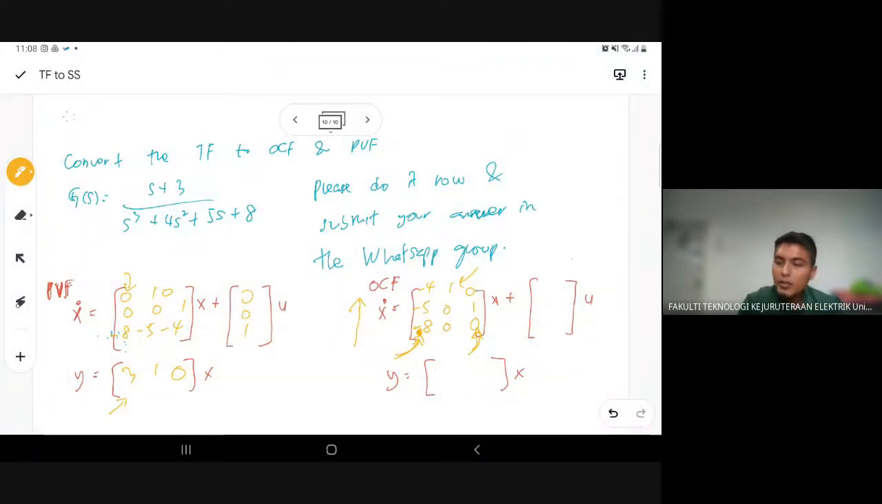Alright, so for the B matrix, what will be? We need to fill up from the bottom to top, start from here. For the B matrix, we must read from right to left, sorry. So it will be 3, 1, 0. Yeah, this one 3, 1, 0, or in the right way, 0, 1, 3. However, you must know the combination.